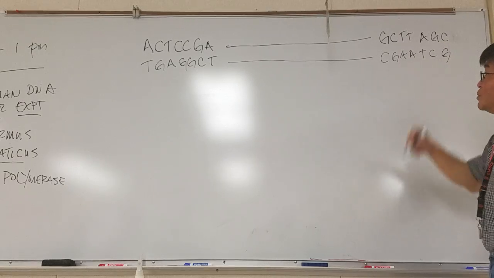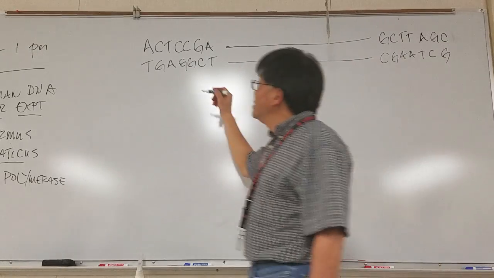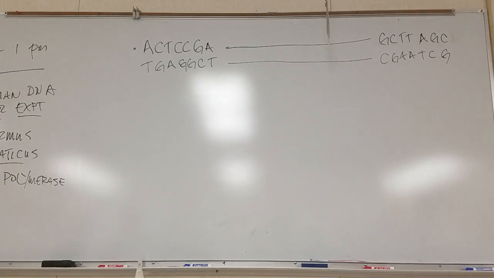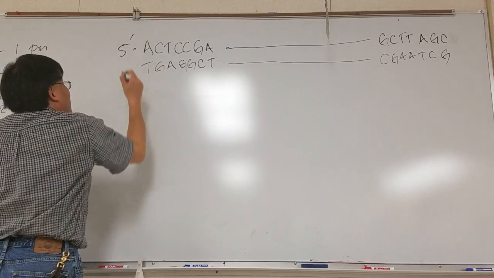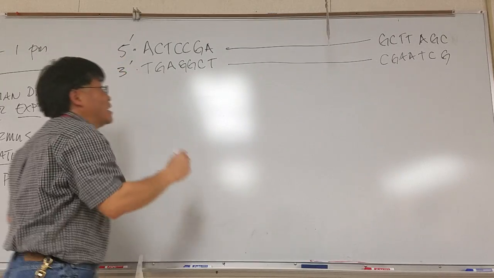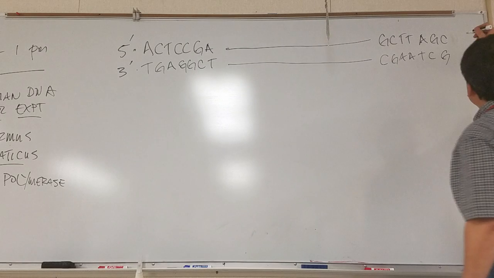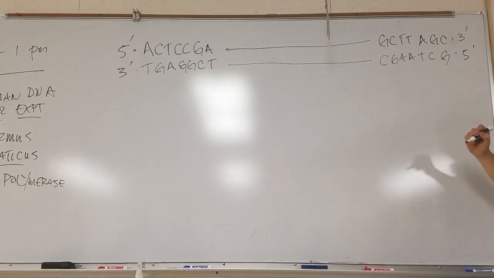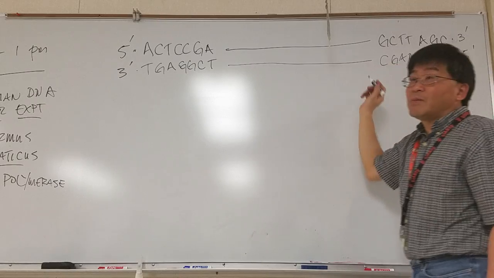And if we think about last week, if I were to point to this end, which end is that? Is that a 5' end or a 3' end? 5 prime, okay? So if this is 5', what end is over here? 3 prime. Okay. And we do the same thing for this. This would be what? 3 prime, 5 prime. Okay. So let's say this is the sequence we want to replicate.